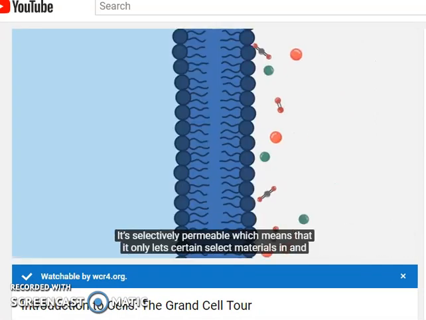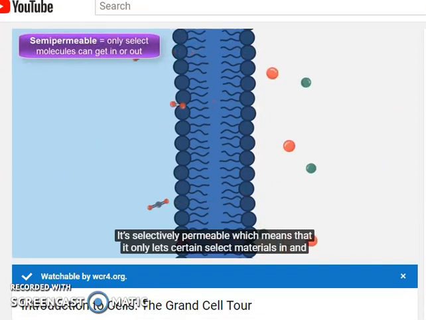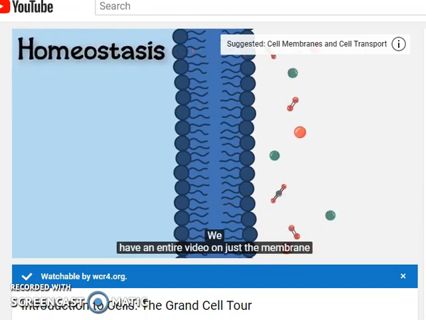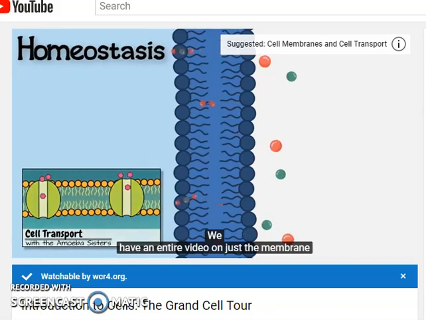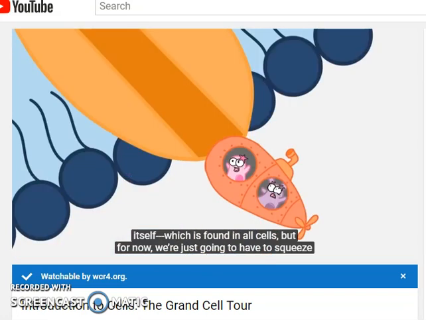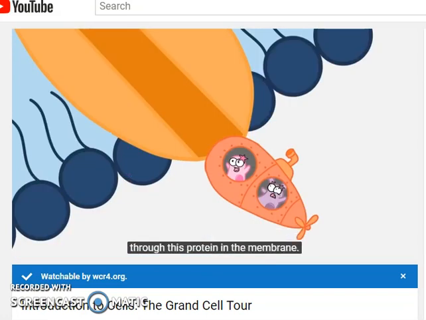It's selectively permeable, which means it'll only let certain select materials in and out. But by doing so, it keeps things in the cell stable, also known as keeping homeostasis. And we have an entire video on just the membrane itself, which is found in all cells. But for now, we're just going to have to squeeze through this protein in the membrane.